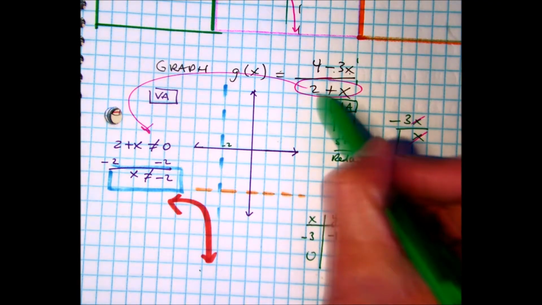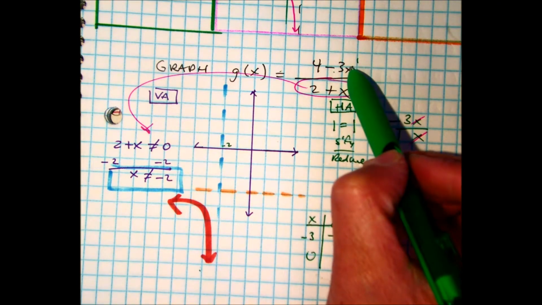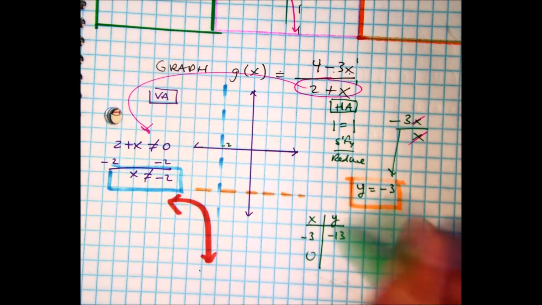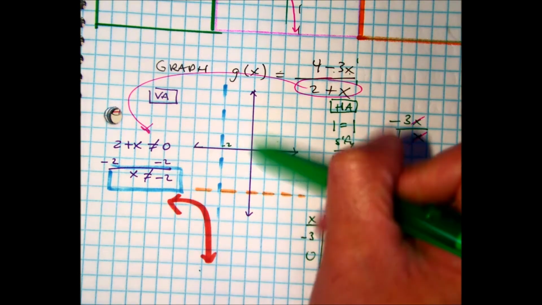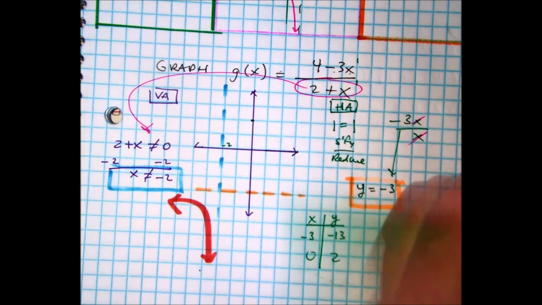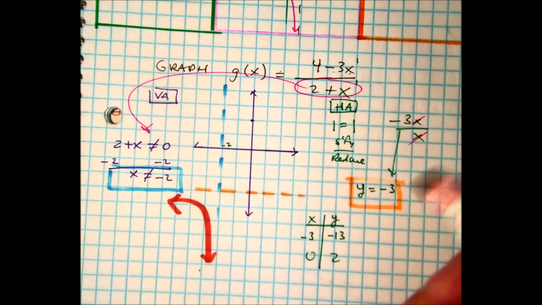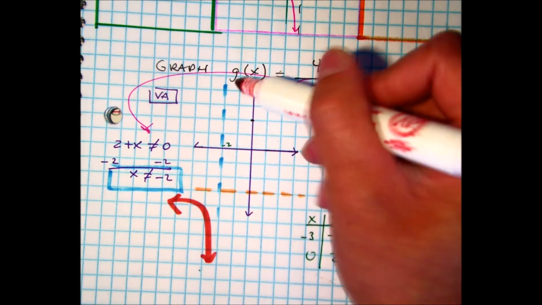So if I put in 0, 2 plus 0 is? 2. 4 minus 0 is? 4. So 4 divided by 2 is 2. So if I graph that ordered pair, 0, 2, that means my graph's going to be somewhere up there. I don't know, maybe it does something like this.